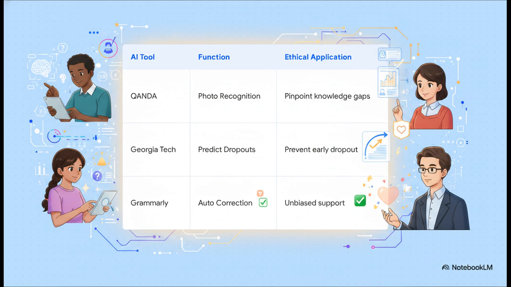We aren't just using AI to grade papers faster, we're using it to pinpoint exact knowledge gaps, foresee when a student might drop out, and provide totally unbiased support. This is AI acting as an extension of your own empathy.